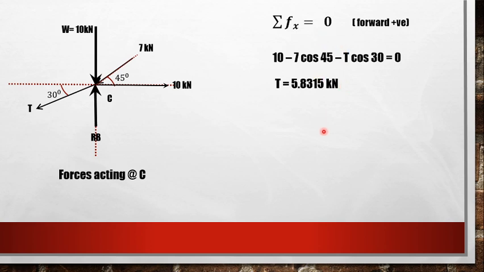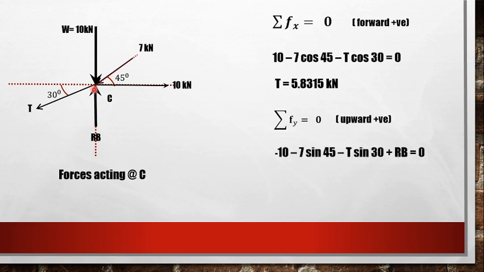Now let us apply summation of Fy equal to 0, upwards positive. Now let us consider the forces. So we can take minus 10 downwards, minus 7 sin 45 downwards, minus T sin 30 downwards, and Rb upwards positive. So let us find. However, we have the value of T. We will substitute this value of T here so that we can get the reaction at B. After substituting, we get the reaction at B as 17.87 kilonewton.